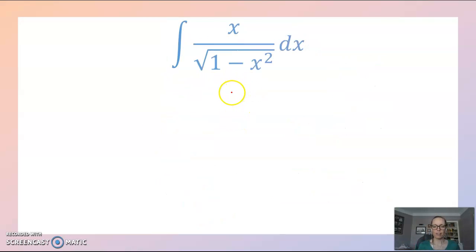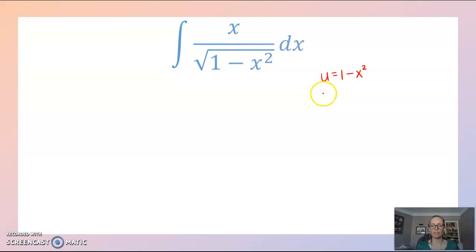The next example I have for you here, take a look at this and see if you can identify the u. So the inside function that we see here is the 1 minus x squared that is inside of the square root on the bottom. Okay.